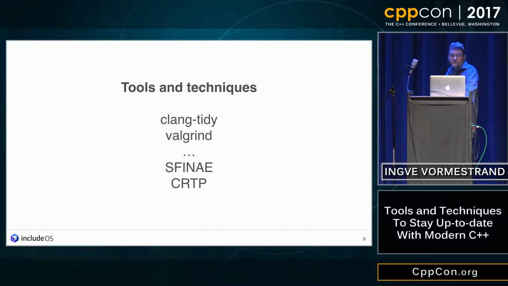This talk is about tools and techniques for staying up to date with modern C++. And C++, we have lots of everything. It's a big language, it's a big ecosystem. We have lots of tools and we have lots of techniques. Clang Tidy, Valgrind, Clang Format, Core Guideline Checker, and Visual Studio, all good stuff. Also, techniques. I don't know who comes up with these names, but substitution failure is not an error, and the curiously recurring template pattern. If you know what these are, you're not beginners.